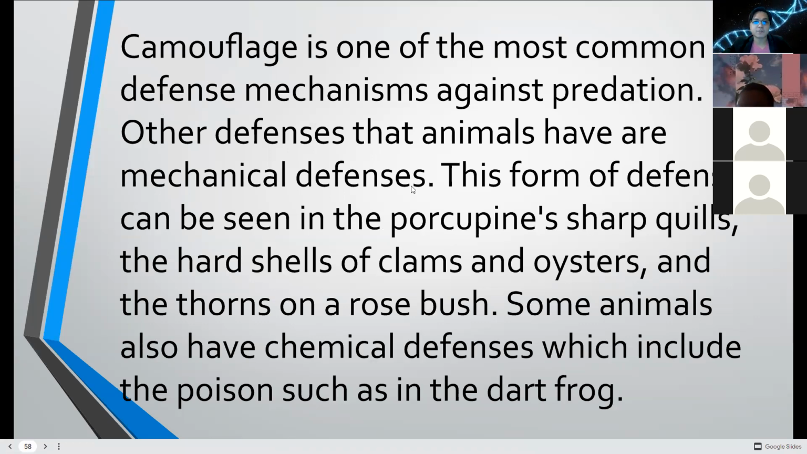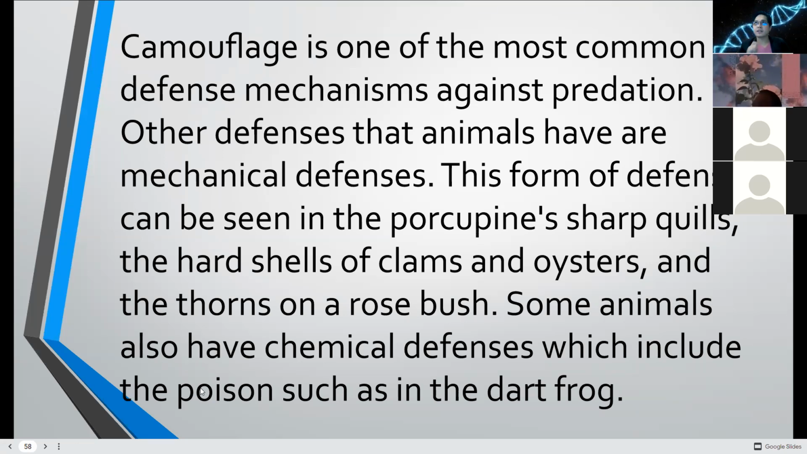Camouflage is one of the most common defense mechanisms against predation. Some prey organisms tend to have this mechanism. They look like leaves, they look like barks of trees, to protect them from the predator. Other defenses that animals have are mechanical defenses. This form of defense can be seen in the porcupine's sharp quills, the hard shells of clams and oysters, and the thorns on a rose bush. Some animals also have chemical defenses, which include poison, such as in the dart frog, which has a poison gland.